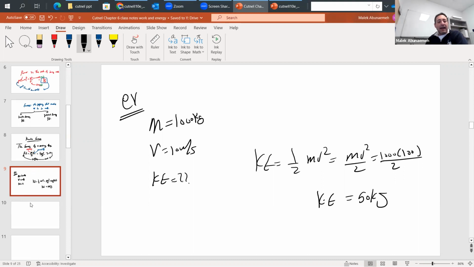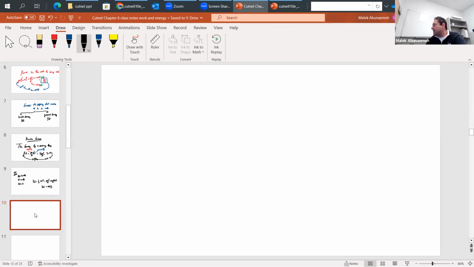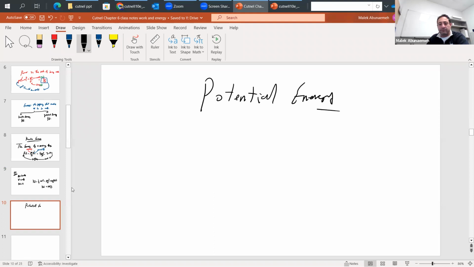All right, that's the first one about kinetic energy. Now let's talk about potential energy. And potential energy, it's like you said, it's potential. When somebody says you have potential, what do they mean? It means you have the ability to do something, but you have not done it. Same thing with potential. Potential energy is stored energy.